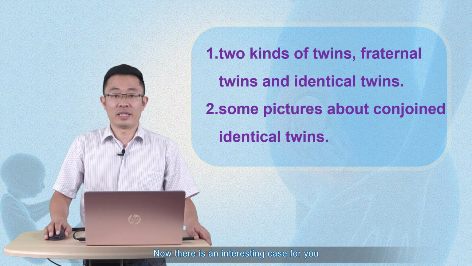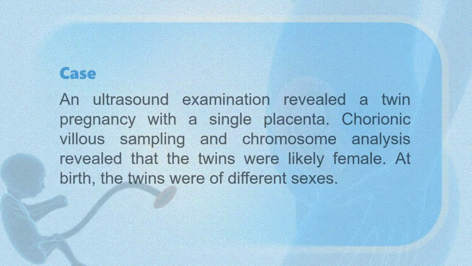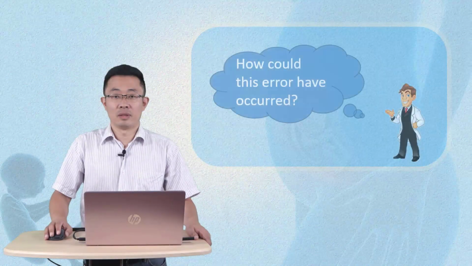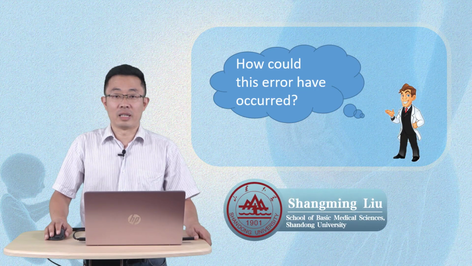Now here's an interesting case for you. An ultrasound examination reveals a twin pregnancy with a single placenta. Chorionic villus sampling and chromosome analysis reveal that the twins were likely female. But at birth, the twins were of different sexes. Do you know how this error could have occurred?